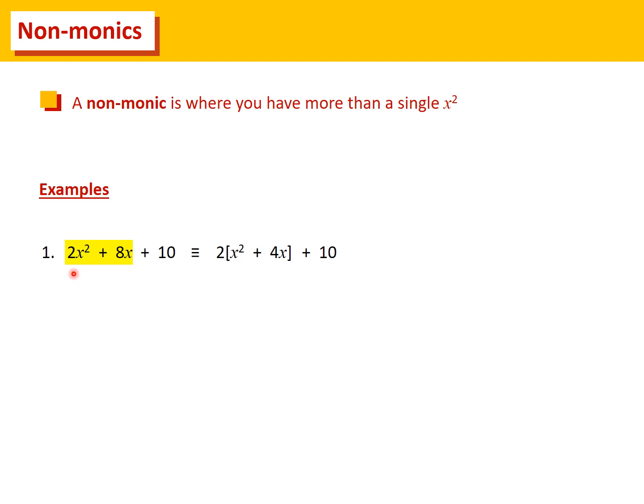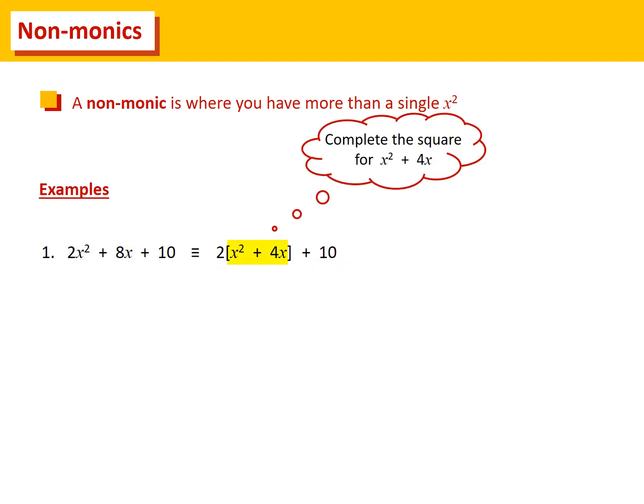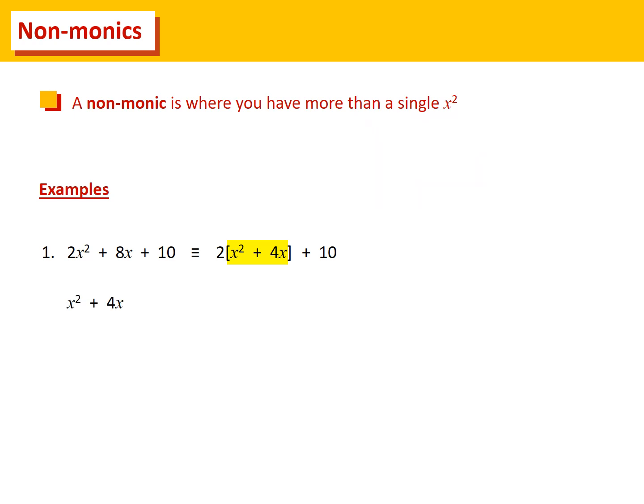So we always divide through by the coefficient of x squared. The coefficient of x squared being the number of x squared, and in this case that's 2. So we divide through by 2, but we leave the plus 10 on the end untouched. We now concentrate on x squared plus 4x, as in what's in the square bracket, and we complete the square for just x squared plus 4x.